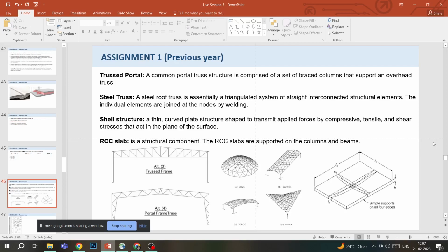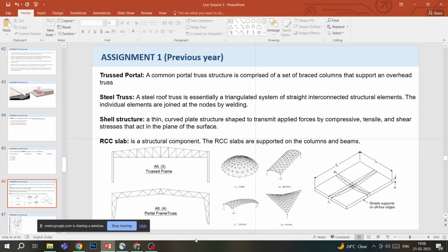Then coming to steel truss. A steel roof truss is essentially a triangulated system of straight interconnected structural elements, and the individual elements are joined together at the nodes by welding. So these are struts joined together in this structural shape by welding, and you can see the images below of a trussed frame and of a portal frame truss, and you can understand the difference very clearly from the images given.